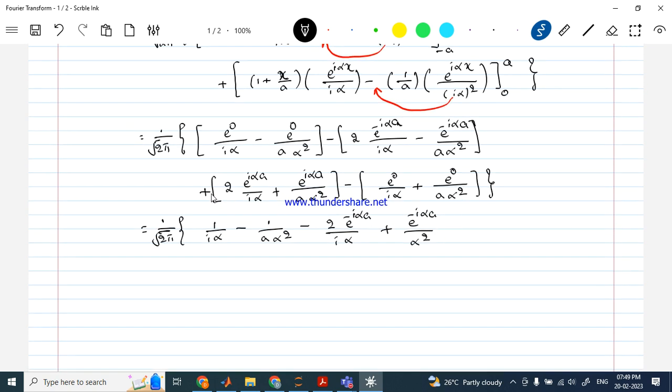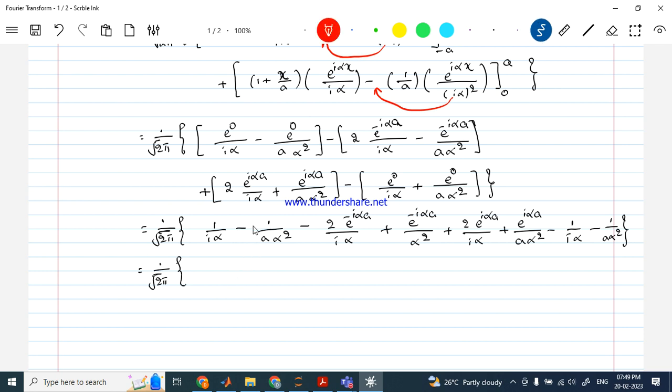Let me come to this term now, it is plus 2 e power i alpha a divided by i alpha, and it is plus e power i alpha a divided by a alpha square, and from here it is minus 1 divided by i alpha minus 1 divided by a alpha square. So this is equal to 1 by square root 2 pi times. If we check these expressions, we can note that this term and this term get cancelled, and the remaining terms we can merge.